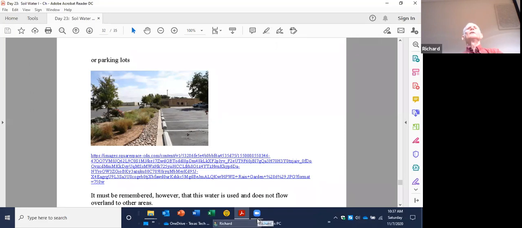Now, this is not always a panacea. What happens if somebody has an oil leak in the parking lot? What happens if somebody has an antifreeze leak in the parking lot? There are a lot of pollutants on these parking areas that are then transmitted off-site when you have rainwater harvesting.